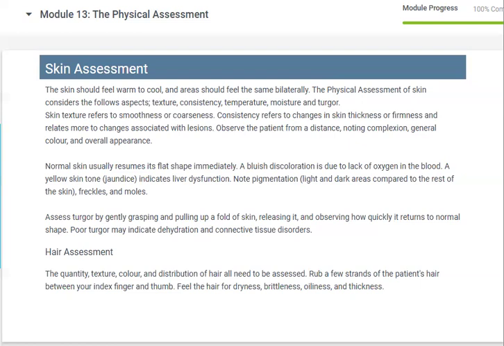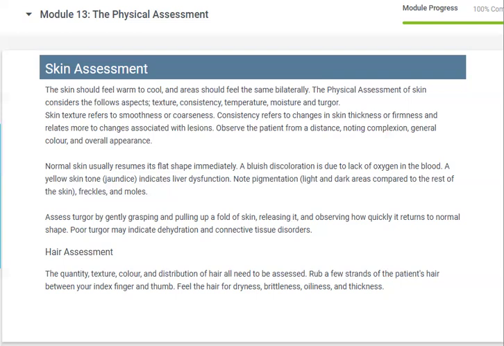Observe the patient from a distance, noting complexion, general color, and overall appearance. Normal skin usually resumes its flat shape immediately. A bluish discoloration is due to lack of oxygen in the blood. A yellow skin tone, jaundice, indicates liver dysfunction. Note pigmentation, light and dark areas compared to the rest of the skin, freckles, and moles.